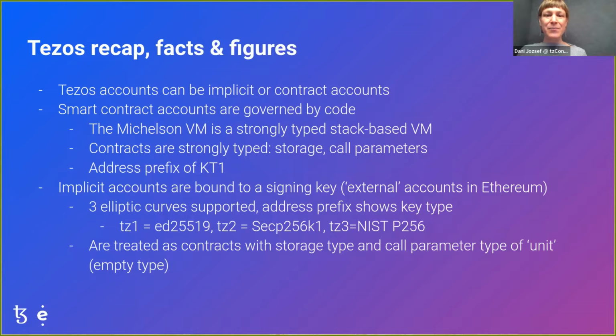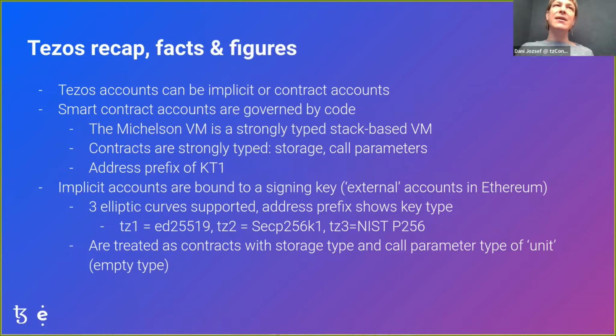And as you can see, this means that eventually maybe tz4, tz5, etc. could be added, as potentially KT2, KT3, meaning potentially other virtual machines. So Tezos was designed from the ground up to be quite extensible.